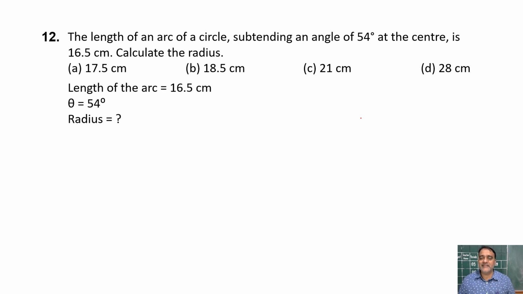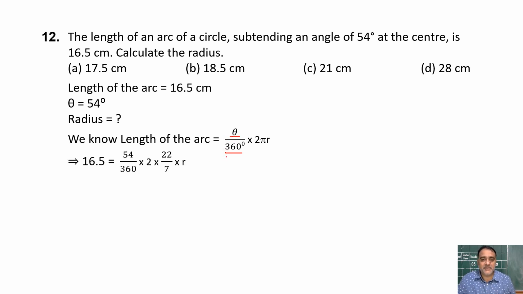So what is the formula of length of the arc? Theta upon 360 into 2 pi r. Very good. Theta upon 360 into 2 pi r. This is given 16.5. So 16.5 is equals to 54 upon 360 into 2 into 22 upon 7 into r. This step is clear? Yes, sir.